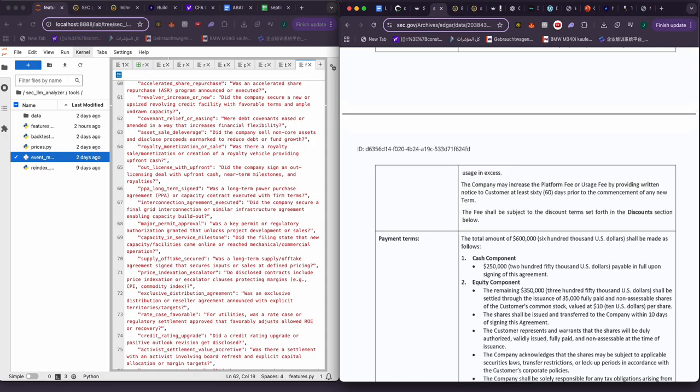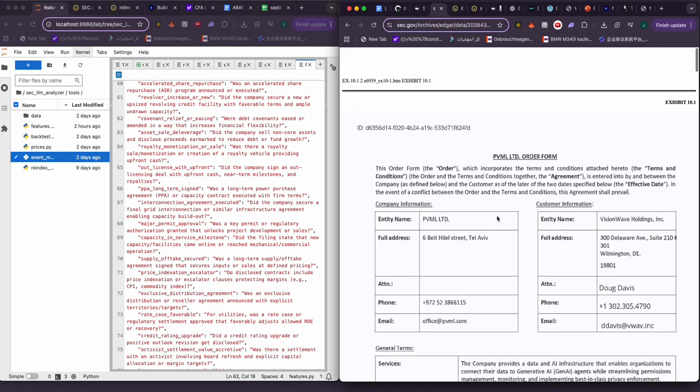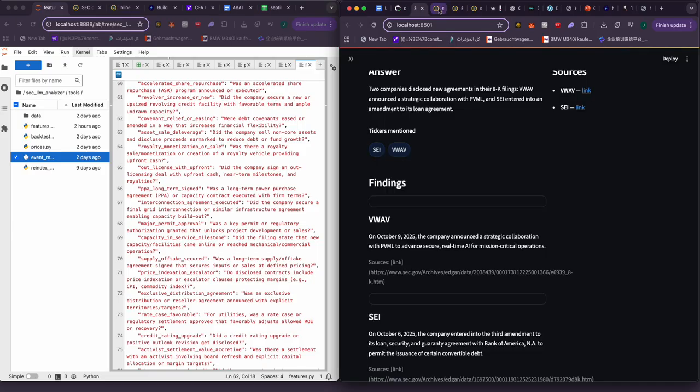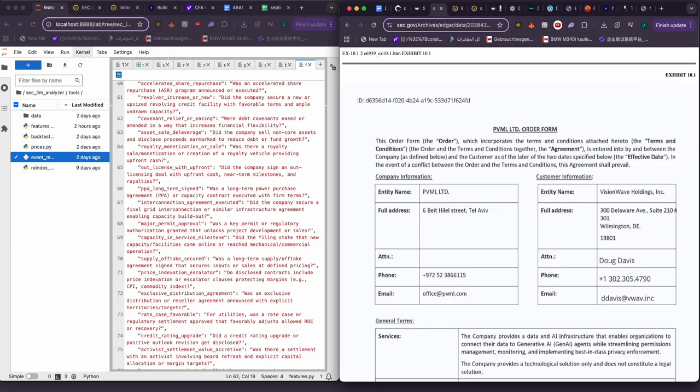But yeah, you can play with this software. You can learn a lot of things just by looking at all of the filings. And what is it, it's VWAV. This isn't necessarily a positive catalyst. It's just, actually it's been moving. It moved up a lot yesterday.